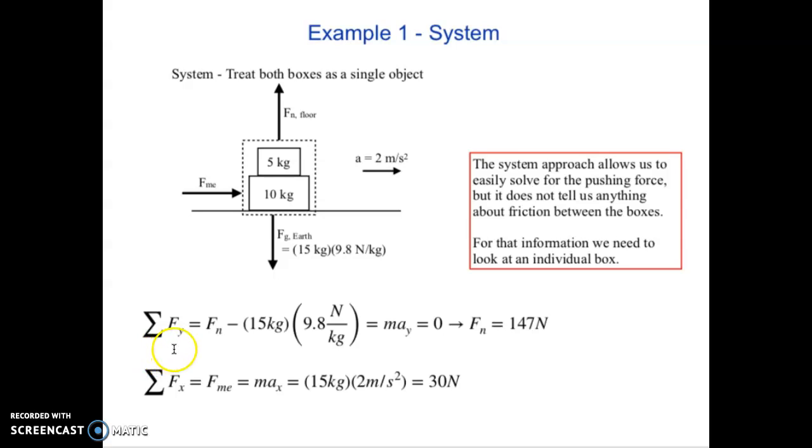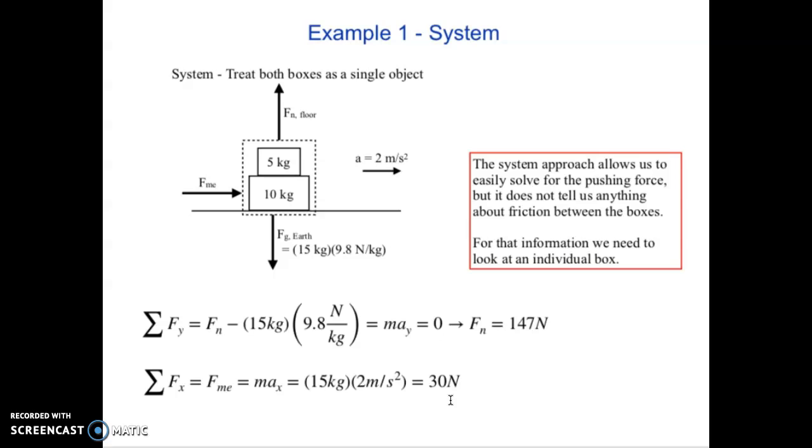So we can write the sum of forces in the vertical direction, normal force minus the force of gravity. Sum of forces always equals mass times acceleration, but vertically there is no acceleration. So we set it equal to 0, and we can solve for the normal force. Sum of forces in the horizontal direction, that is just my pushing force, equals mass times the horizontal acceleration, the full 15 kilograms, times 2 meters per second squared. Very easily we find a value for the pushing force. F me equals 30 newtons.